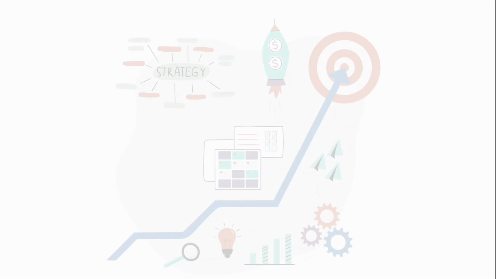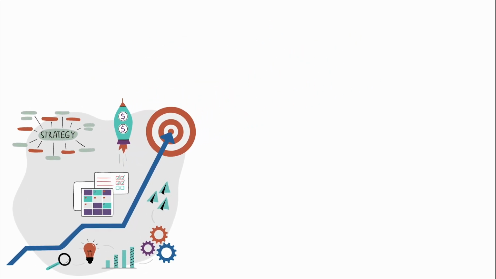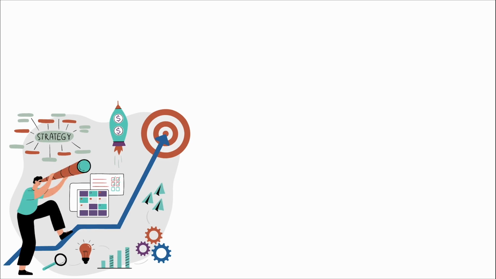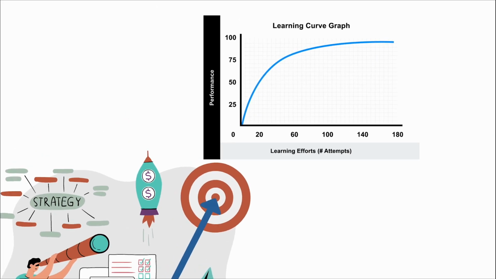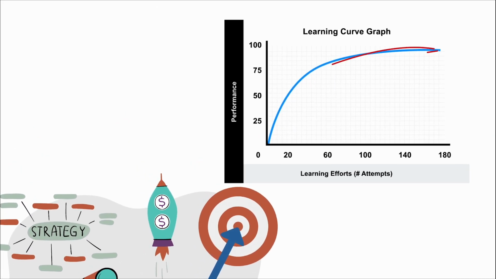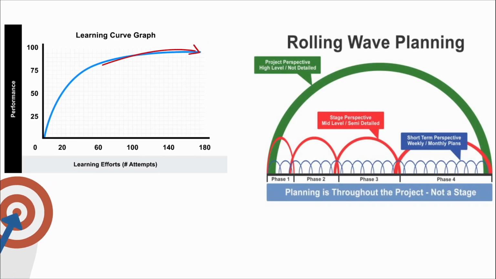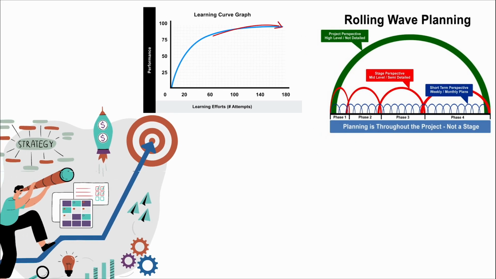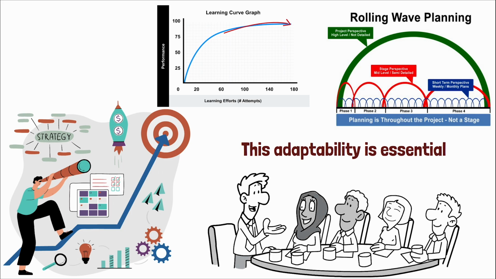The seas of project management are often shrouded in the fog of general uncertainty. To see through this, a project manager can utilize the concept of the learning curve, studying past improvements to predict future timelines more accurately. Additionally, employing rolling wave planning allows for detailed planning for imminent work, while future tasks are outlined in broader strokes. This adaptability is essential, as it allows the project to remain flexible and responsive to change.